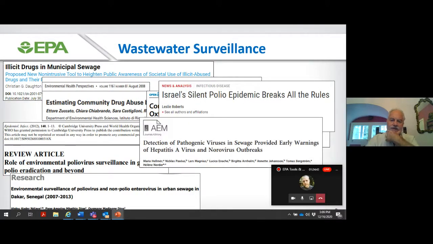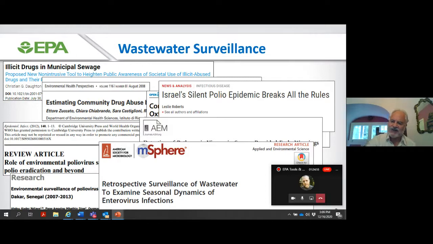And then also it's been used for looking at hepatitis A, norovirus. These are things that actually are found in feces. They're gastrointestinal diseases. And then finally, I show this last slide mainly to indicate that this work was done by one of the researchers in the Office of Research Development, Nicole Brinkman, who works with me in Cincinnati.